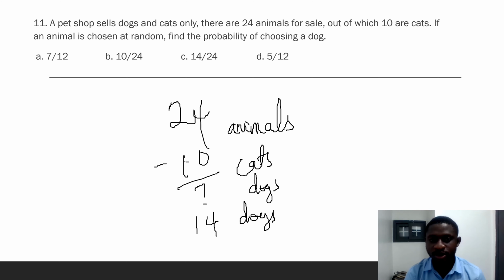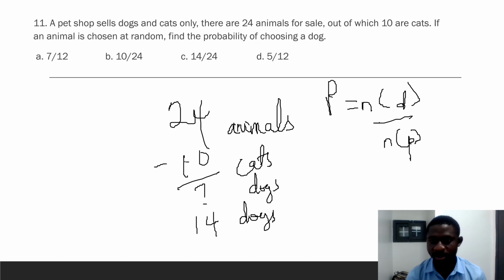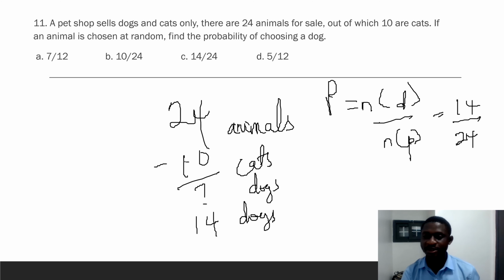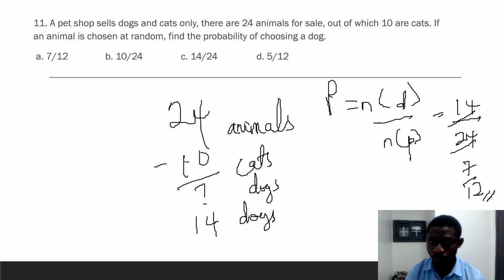Now, if an animal is chosen at random, find the probability that the animal chosen is a dog. So, back to the same thing, probability. We know N of what? Dogs over N of the total pets. Now, how many dogs did we have there? We have 14 dogs. How many pets in all? 24. Now, at this point, you can simplify. So, 2 goes into 14, 7. 2 goes into 24 as well, 12. Now, is there a number that can go into 7 and 12? No. So the answer becomes 7 on 12. That is our option A.